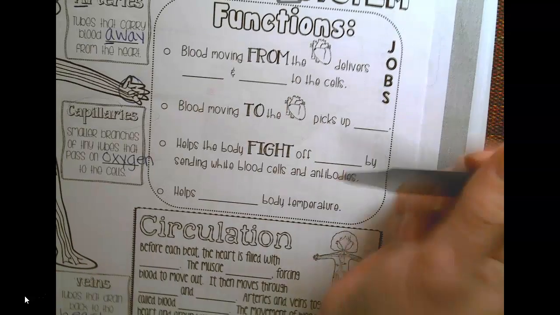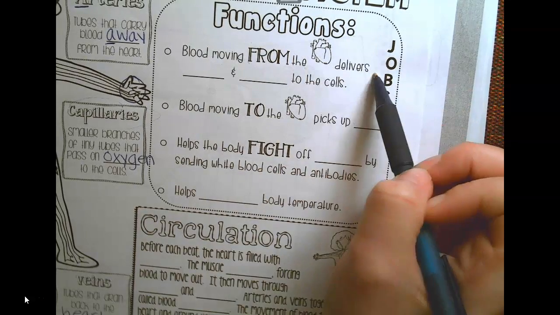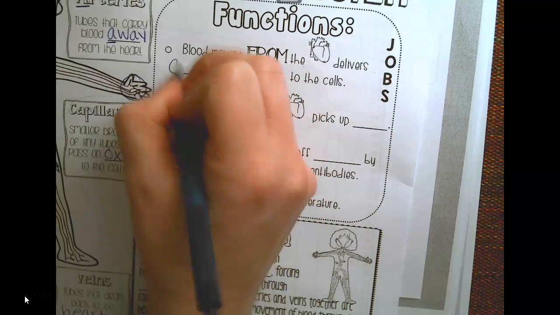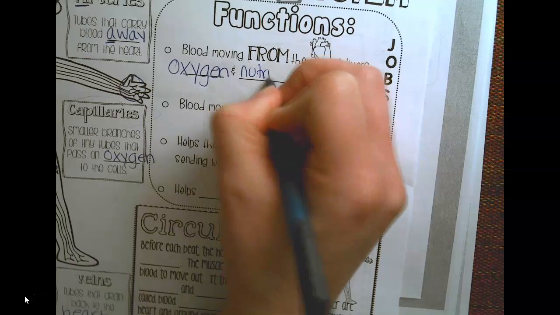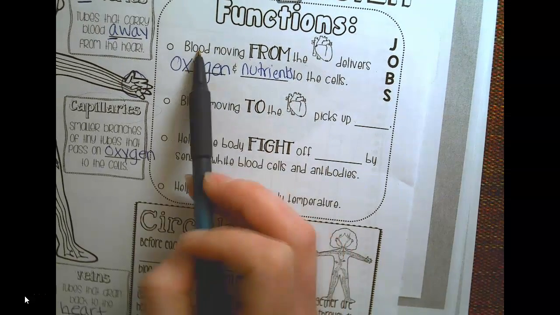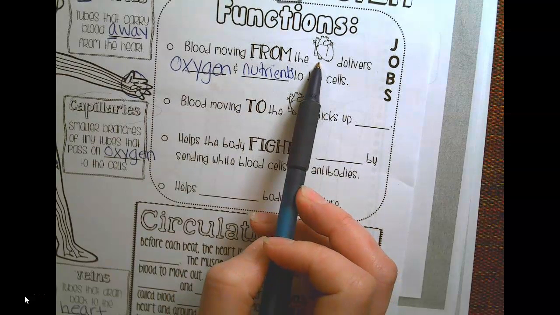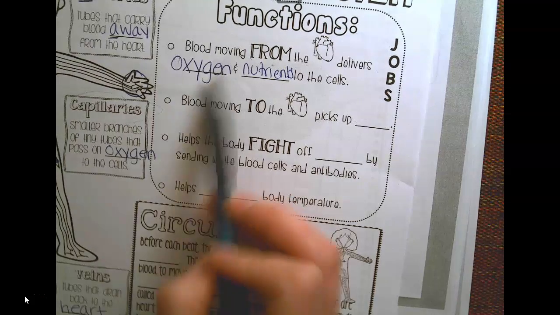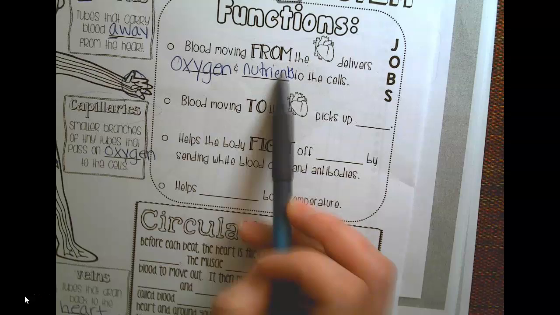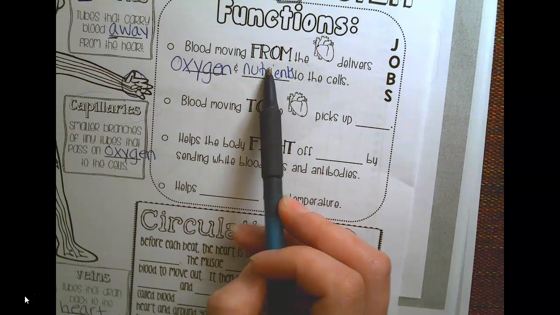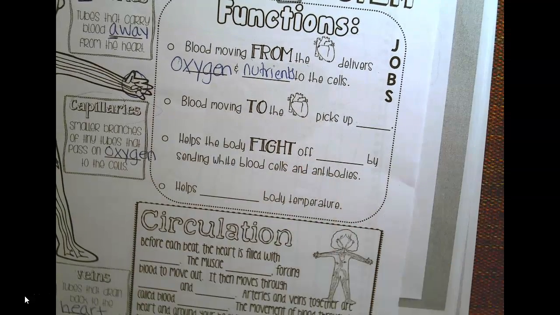All right, functions of the circulatory system. Blood moving from the heart delivers oxygen and nutrients to the cells. So blood moving from the heart, going away from the heart, so that's going out an artery. It's oxygenated, full of oxygen, as well as nutrients. They pick those nutrients up from the digestive tract. We'll talk more about that later. And it goes to the cells so that the cells can get the things they need.